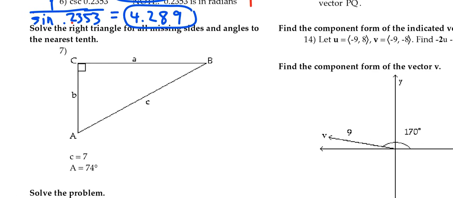Solve the right triangle for all missing sides and angles. Okay, this shouldn't be that hard because it's a right triangle, right? So are we going to use SOHCAHTOA, law of sines, law of cosines?